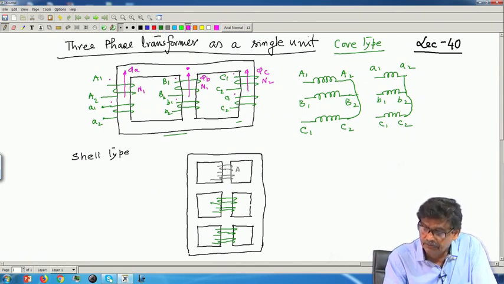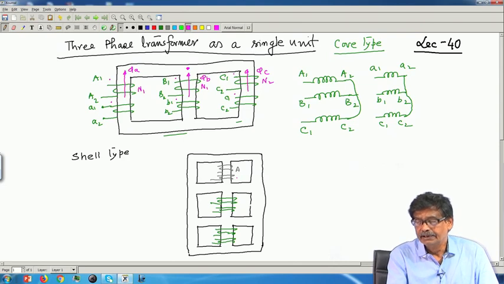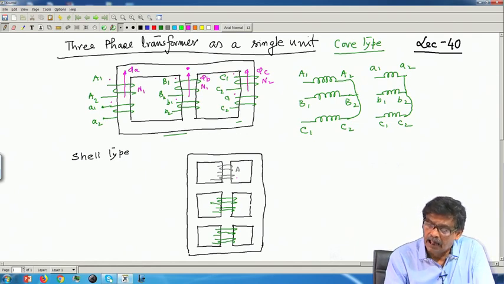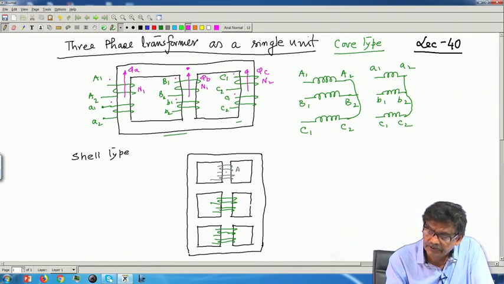So, here you see how these flux paths will be there. You see the windings are placed on the central limb, not on the outer limbs. Okay? And the flux, if you energize the primary of A phase, it will produce phi here, it will nicely close onto itself.